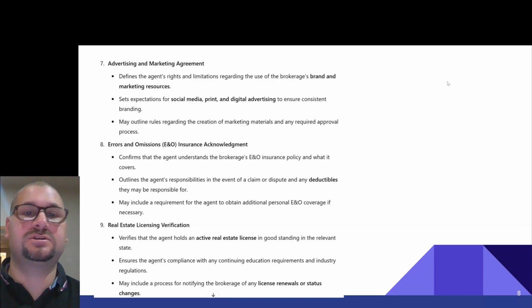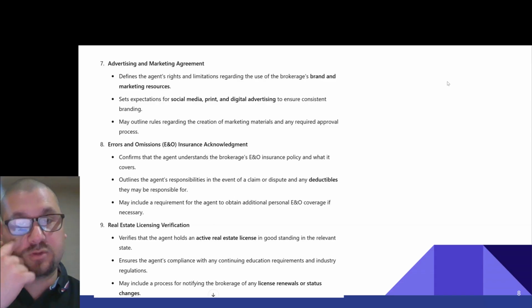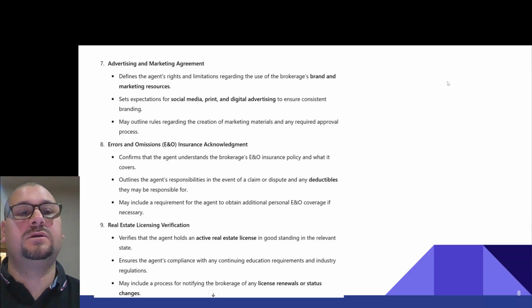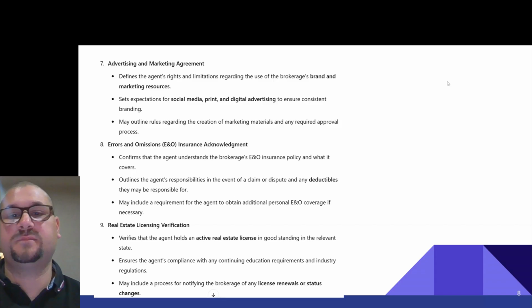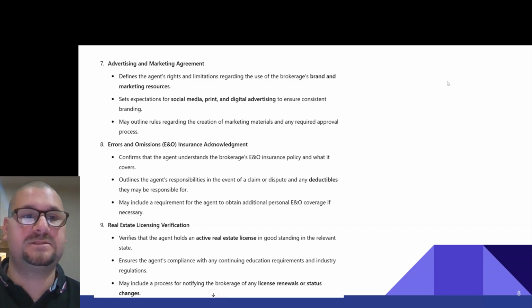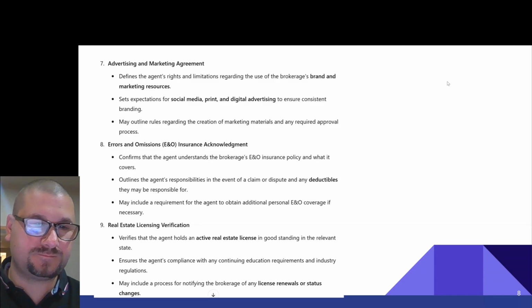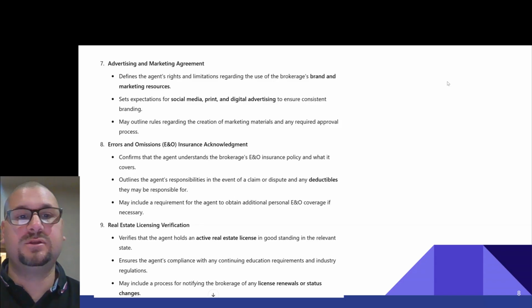Errors and omissions insurance acknowledgement is another important document you might sign. It confirms that the agent understands the brokerage's E&O insurance policy and what it covers. So if you make a mistake, are you covered under the errors and omissions insurance? It outlines the agent's responsibilities in the event of a claim or dispute, and any deductibles they may be responsible for. It may include a requirement for the agent to obtain additional personal E&O coverage if necessary.